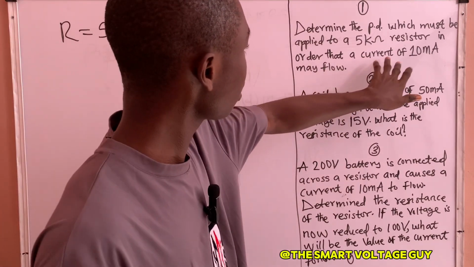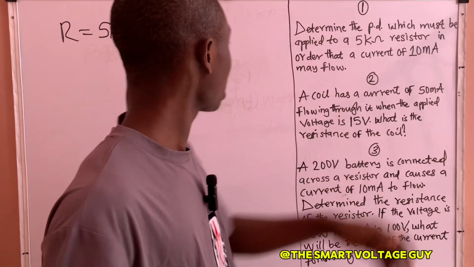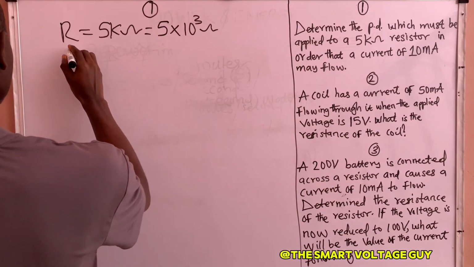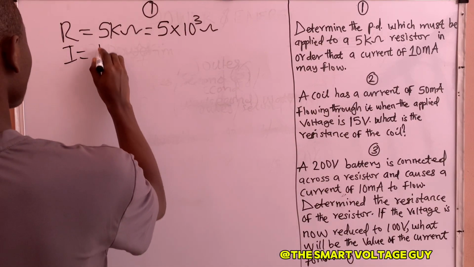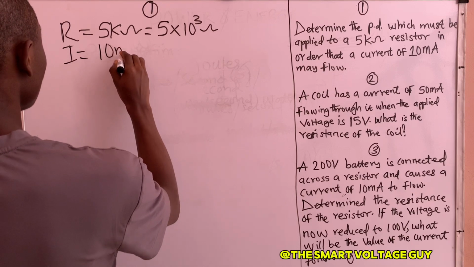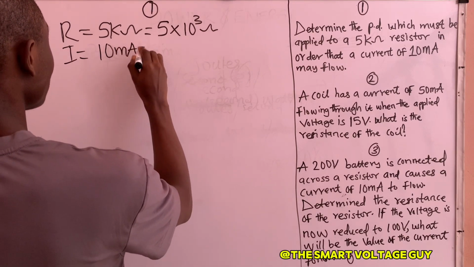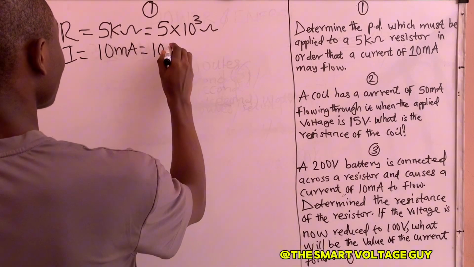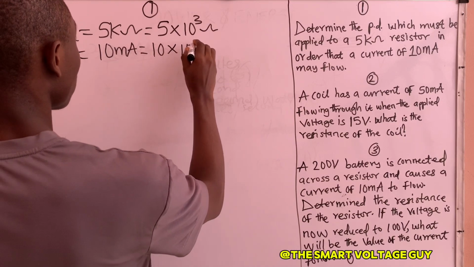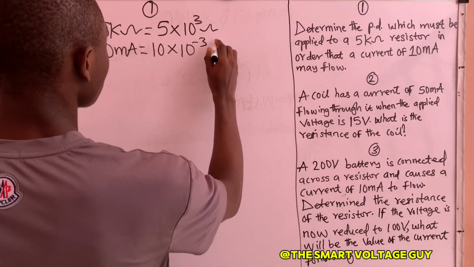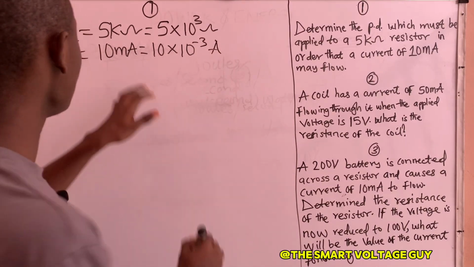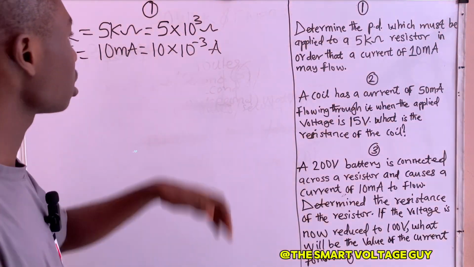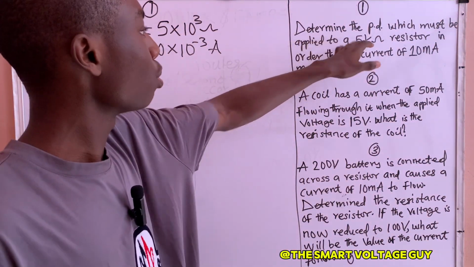We also know that the value of current is 10 milliamps. So I, which is current, will be equal to 10 milliamps, which is the same thing as 10 times 10 raised to the power of minus 3 amps. When you see milli, it is 10 raised to the power of minus 3. So we are told to determine the potential difference.